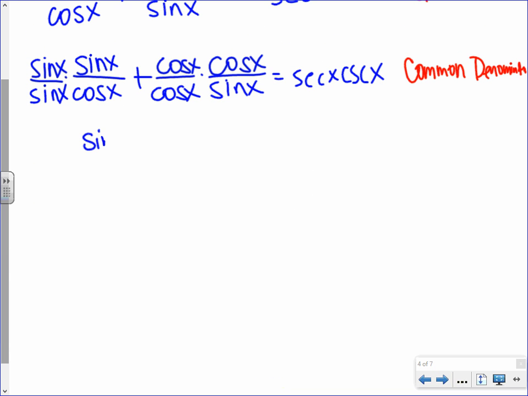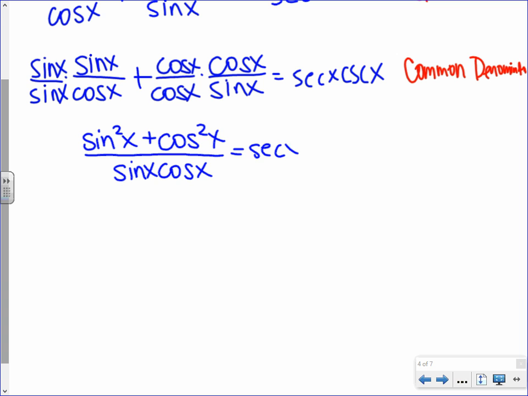So what we have is sine squared x plus cosine squared x over our common denominator, sine x cosine x. Okay, what did we do there? We combined our fractions. Okay. Anybody see an opportunity for substitution? We can use the numerator is 1. Okay.